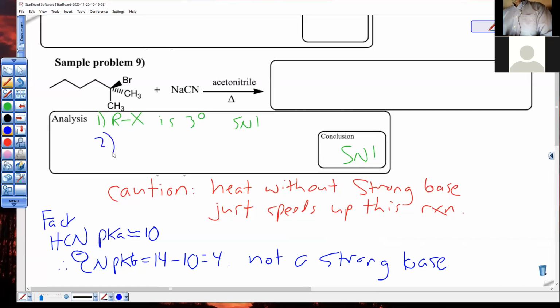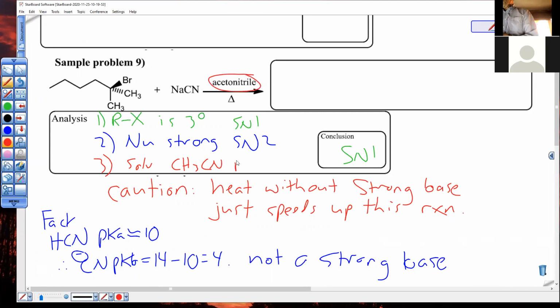Blue is the nucleophile. New, strong, it's cyanide. SN2. You can't make a tertiary carbon do an SN2. The solvent, CH3CN, that's this one, acetonitrile. Polar aprotic again. SN2. You're not changing that tertiary carbon's mind. So you're just going to get an SN1. And it's going to look like this.